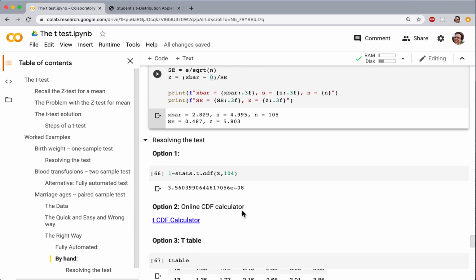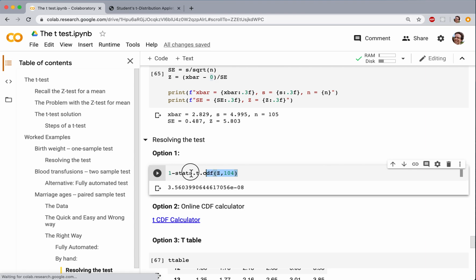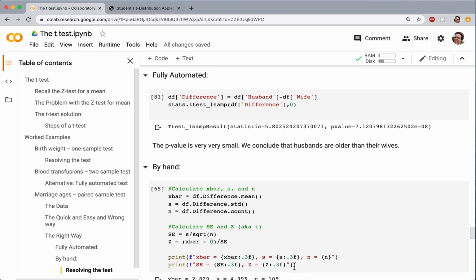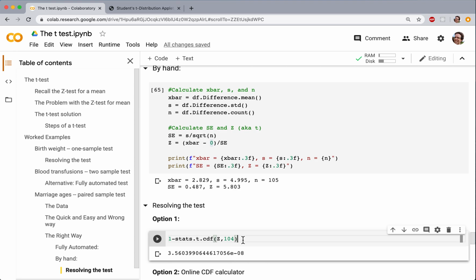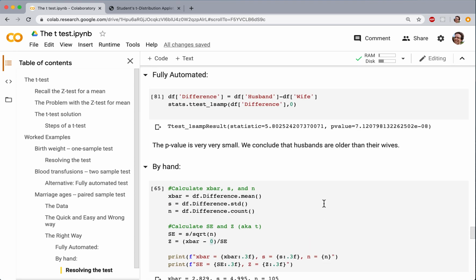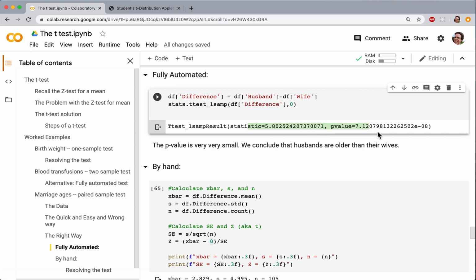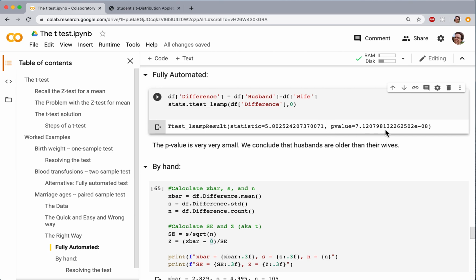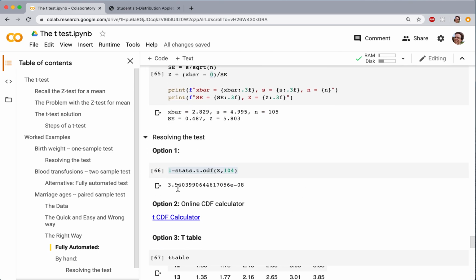Resolving the test by the t-test means we have to plug in the right number of degrees of freedom. So we use stats.t.cdf. We plug in the z-score 5.8 from above, and we plug in 104 because n was 105. And then we get this value here. Now, this value might look different from the value that we got before. It is different. It's half the value because this is a one-sided hypothesis. And remember, as we talked, this by default calculates a two-sided hypothesis. If you divide this number by 2 in order to get the one-sided p-value, then you'll get this number here.